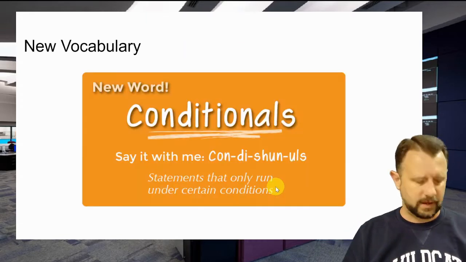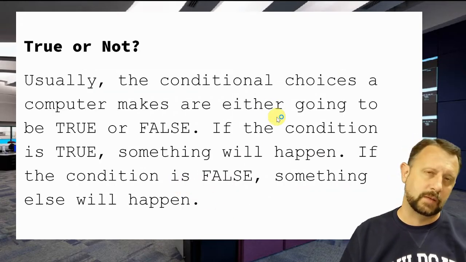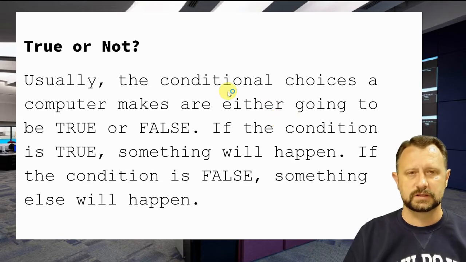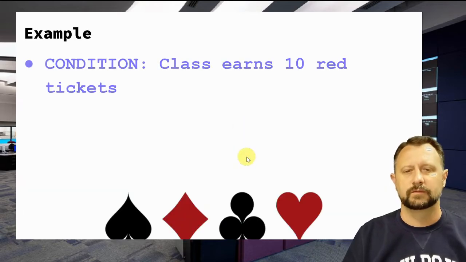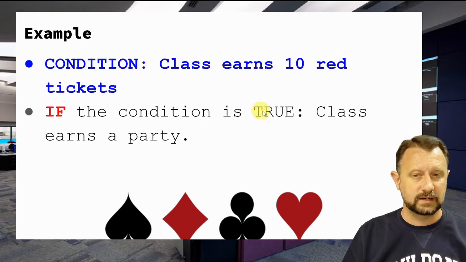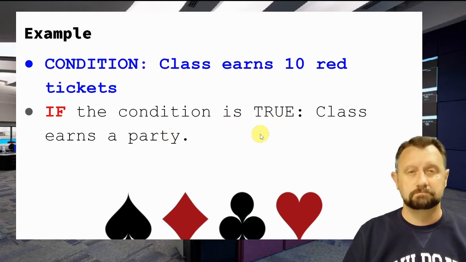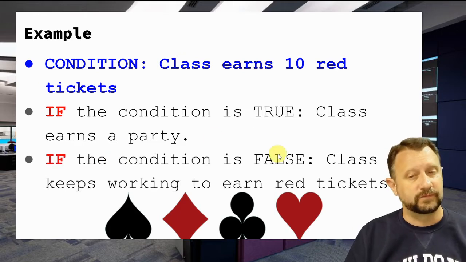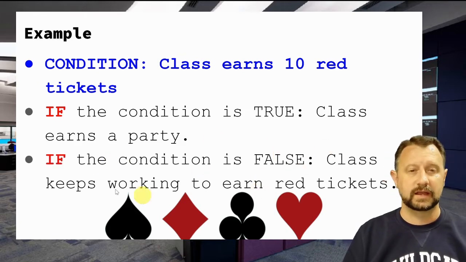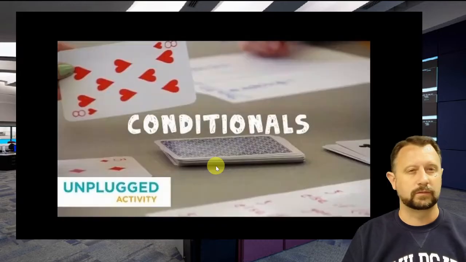When we have a conditional, that is a statement that runs only under certain conditions. Normally that means that it's either true or false. The condition is going to be something true or something false. For example, here in the elementary, we have a condition that if a class earns 10 red tickets, and that condition is true, then they get a party. If the condition is false, then they have to keep working until it's true. So the condition: earn 10 red tickets. If that's true, earn a party. Else, keep working for that party.